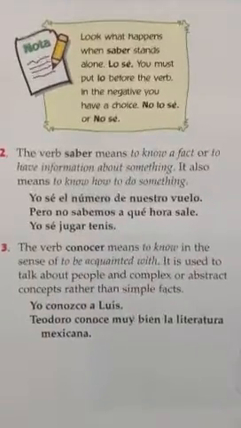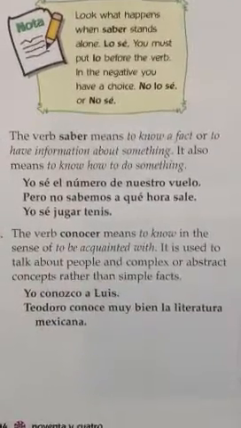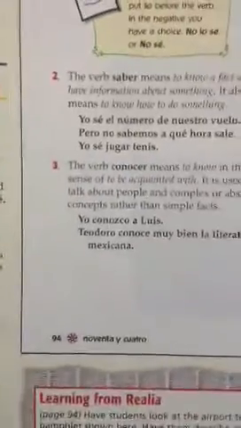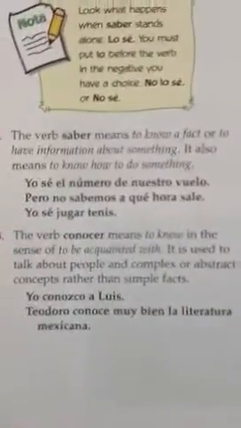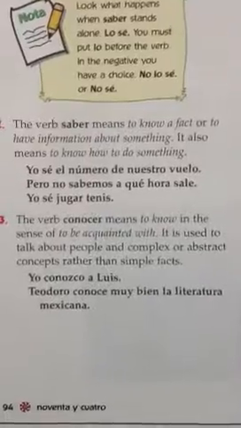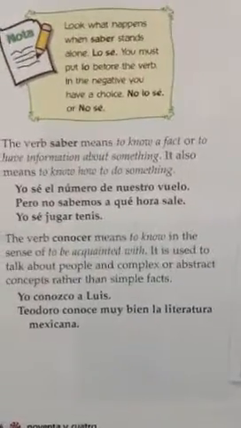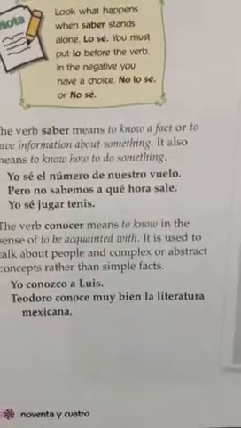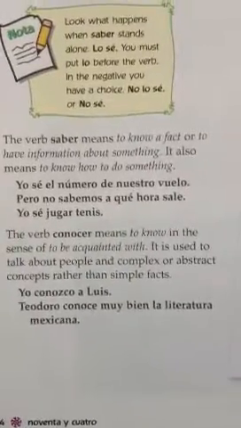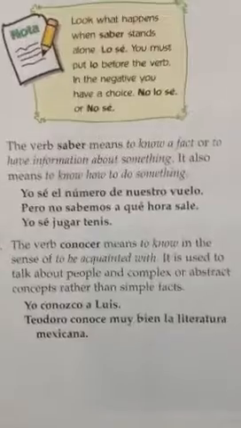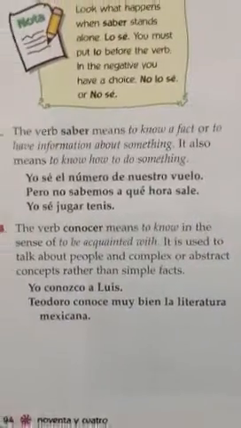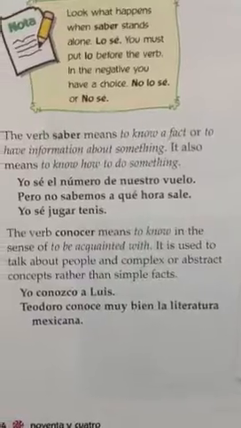We're going to spend this week's weekly work reviewing saber and conocer. So if you refer back to page 94, I know that this was on our last video, but since we didn't have Spanish last week, let's just review. The verb saber means to know a fact or to have information about something. It also means to know how to do something. So it's not generally associated with people, knowing people. It's merely knowing facts and information.